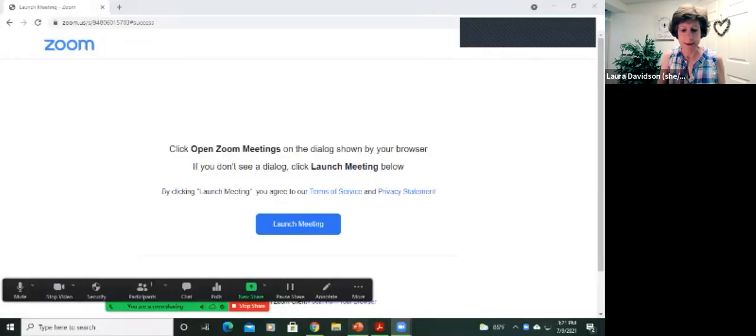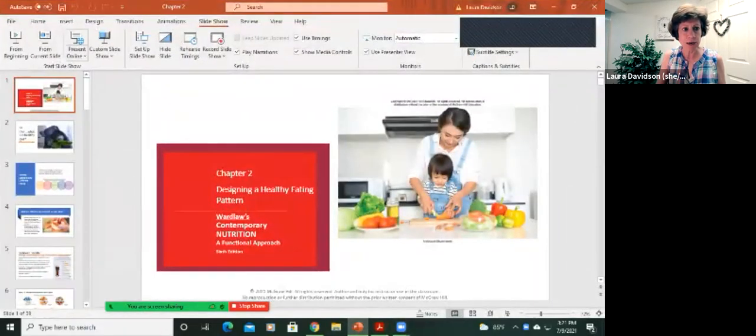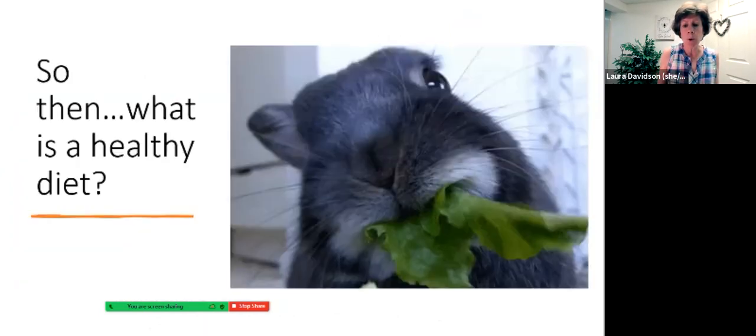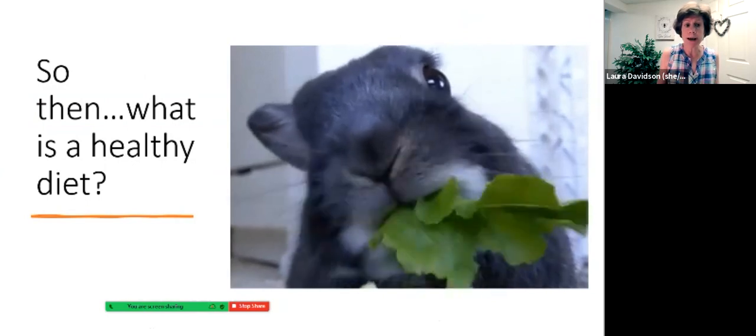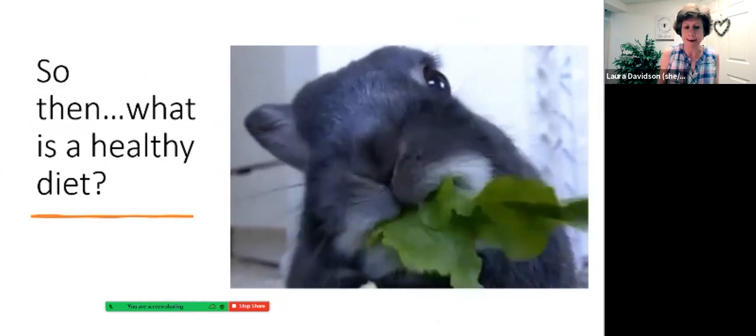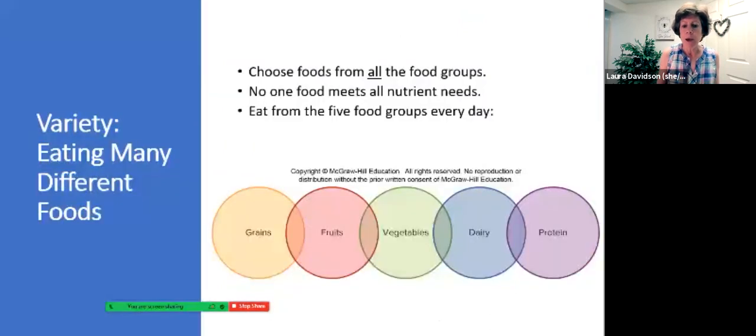Okay. And this chapter focuses on designing a healthy eating pattern. So we'll be looking at some recommendations and reference points for doing just that, with the goal being to describe what a healthy diet is and how to design that healthy diet. We'll start with some words that are used to describe a healthy diet and dig into why they are.